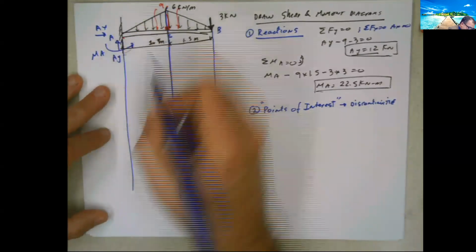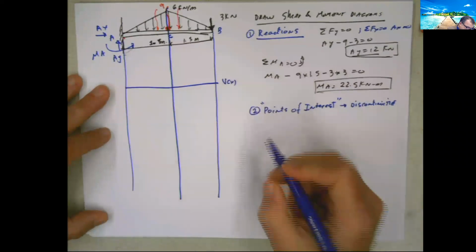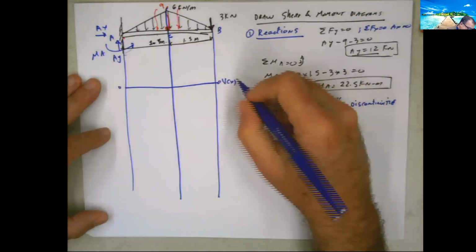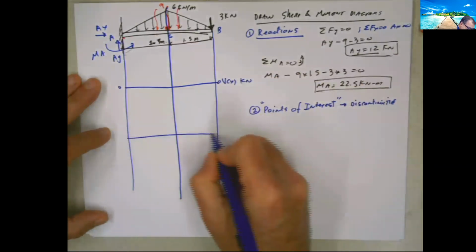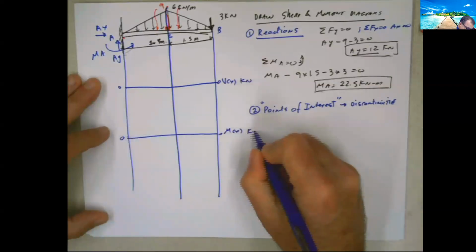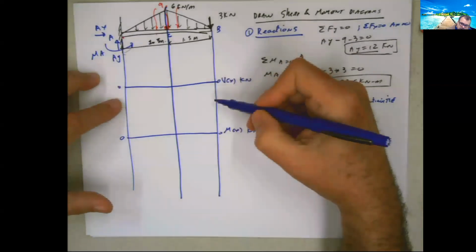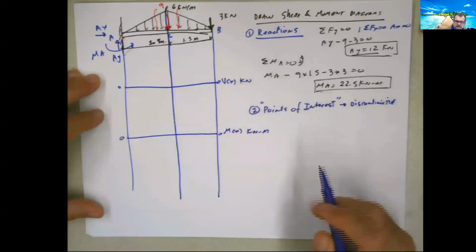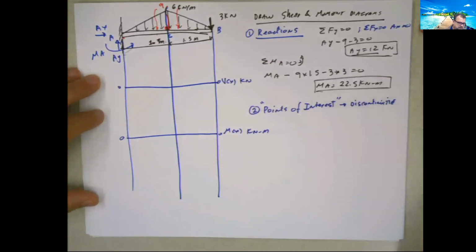So now, in this case, we're gonna have 2 lines. In one of the lines, we're gonna plot the shear, and this line is gonna be the 0, the baseline, once again, shear in kilonewton, and then the other line here is gonna be the moment, 0, kilonewton meter. Everything that plots above is gonna be positive for the shear, negative for the shear, positive for the moment, negative for the moment. And that's always the same procedure, every single time.